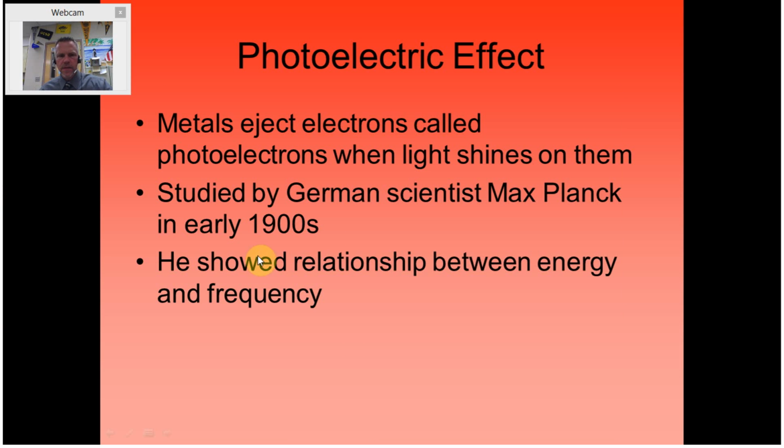Now, this observation was studied by a guy named Max Planck in the early 1900s because it struck him as odd that only certain wavelengths would work. He didn't understand, if light was a wave, why it should matter what wavelength the incoming light was for this photoelectric effect to happen. So he developed a relationship between energy and frequency that helped to explain this.